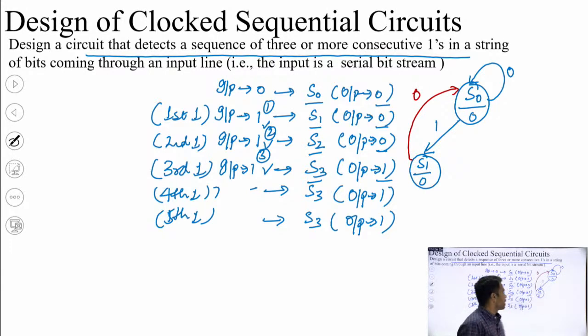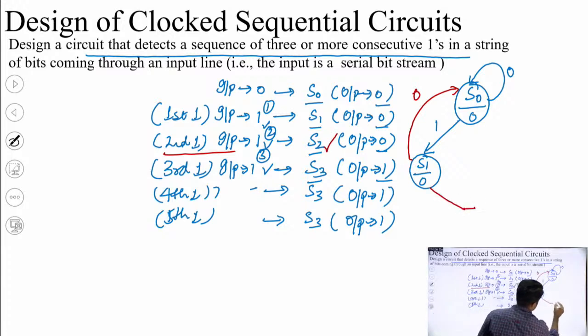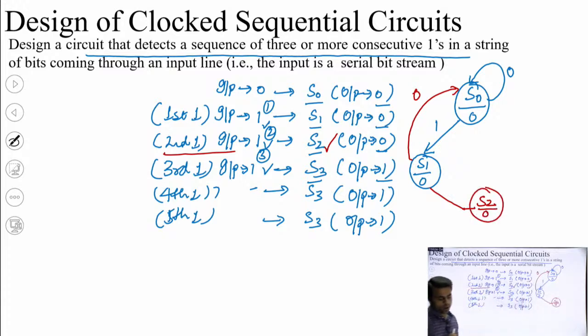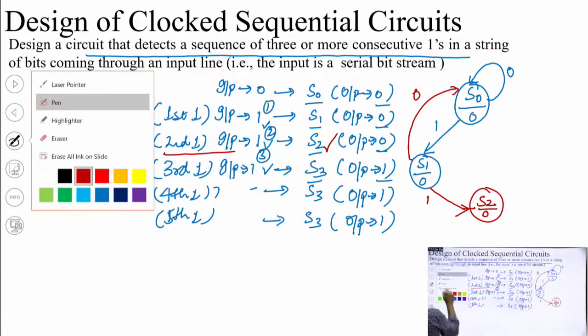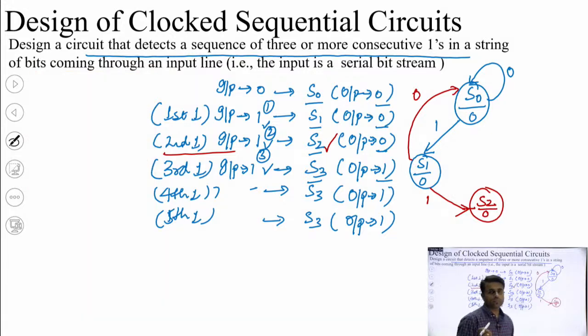But if I get another 1, that means the second 1, I will reach S2. Output will still be 0 in S2 if I receive an input 1. Now I am in S2 and I receive a 0. Two 1s have appeared, now the third bit is 0. If the third bit is 0, then I have to restart.